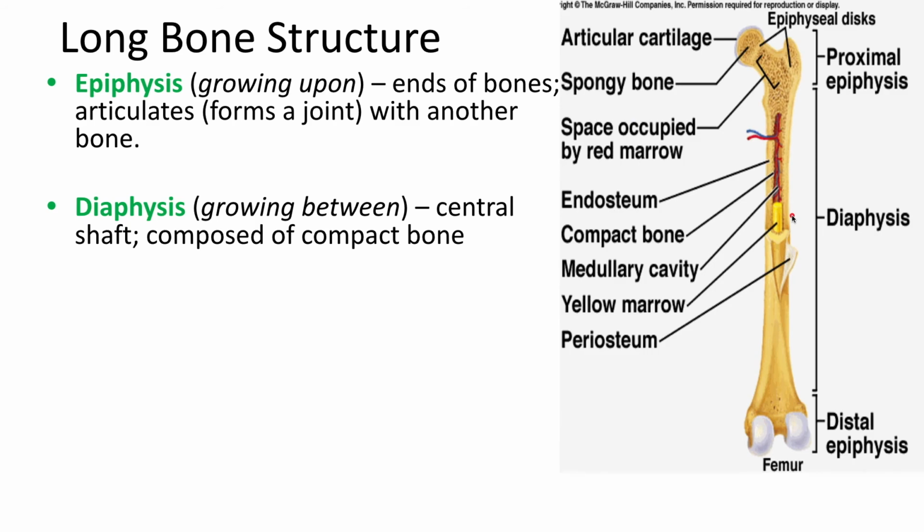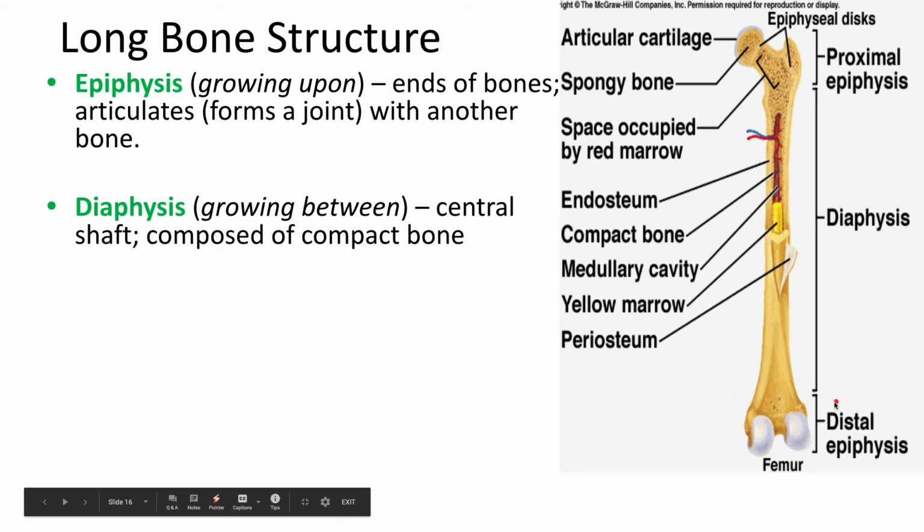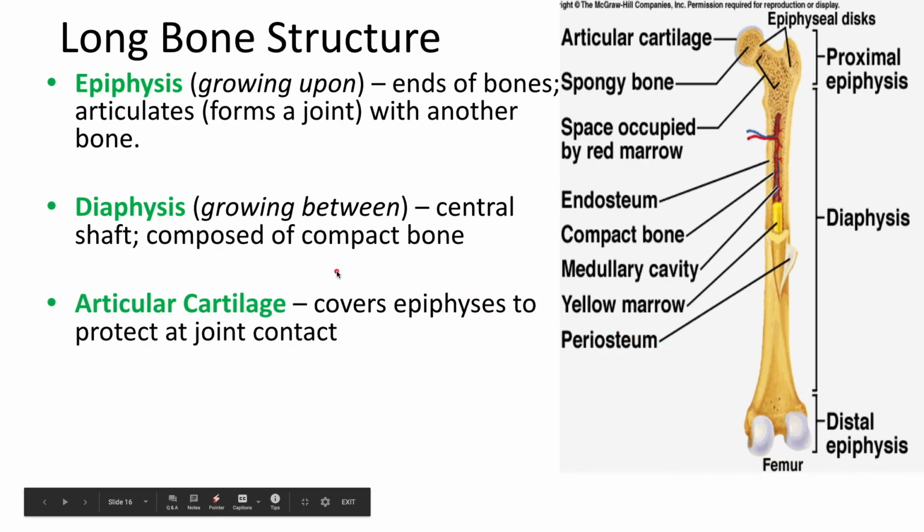The diaphysis is in between the epiphyses. And so instead of the Latin roots when broken down meaning growing upon, diaphysis means growing between. And so this is the central shaft of a long bone, and this is where you find the vast majority of the compact bone that we'll get to in just one second, whereas the vast majority of the spongy bone is located in these epiphyses, whether it's the proximal or the distal.